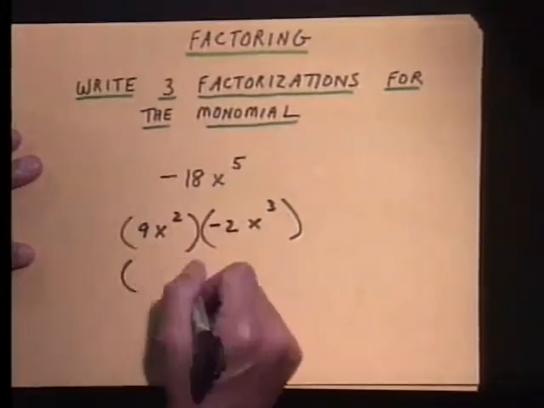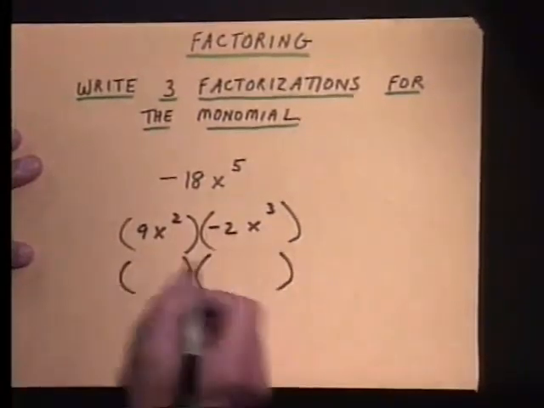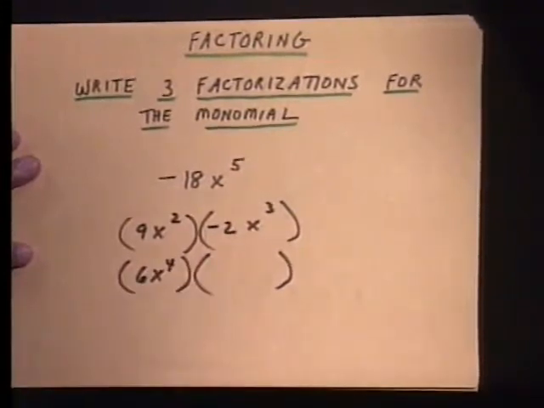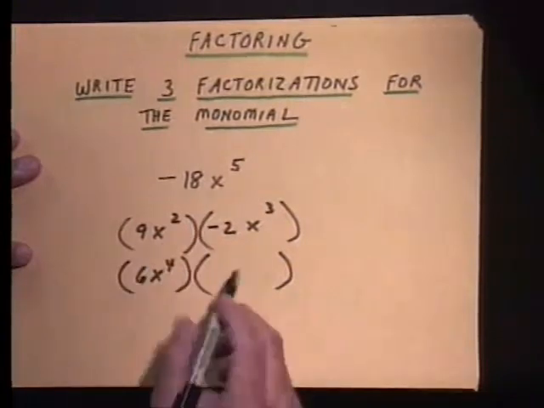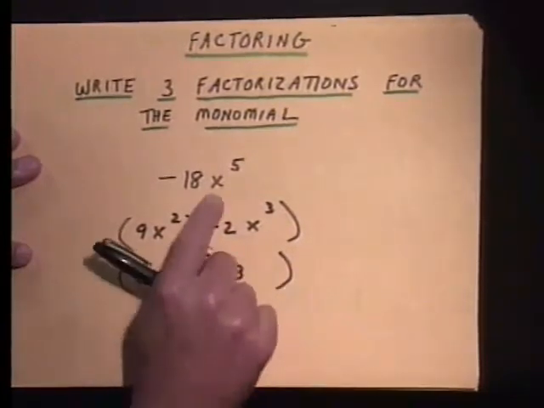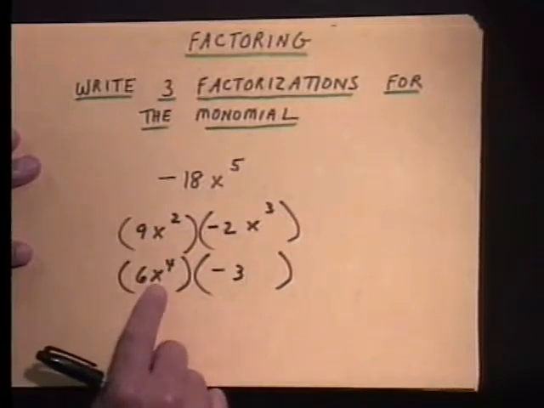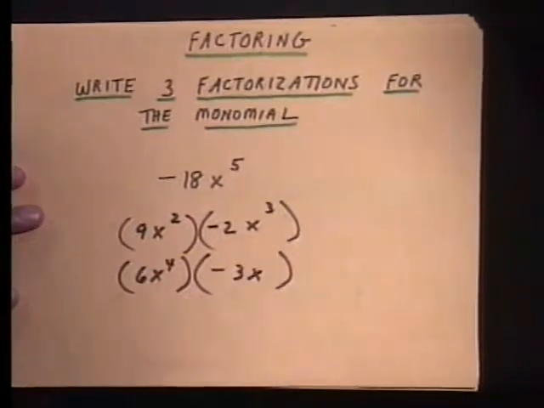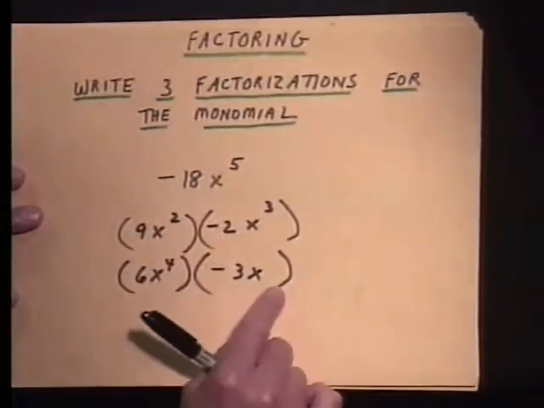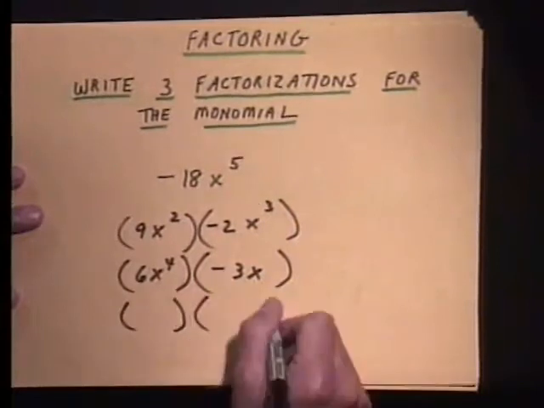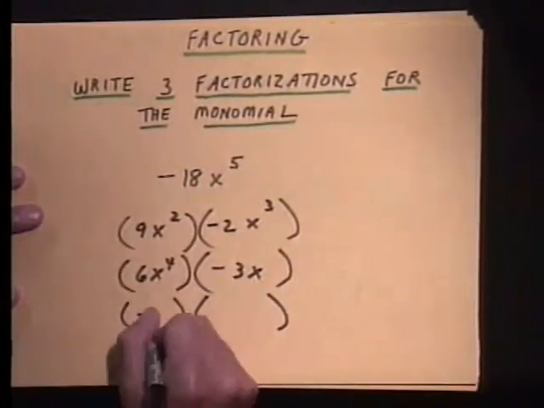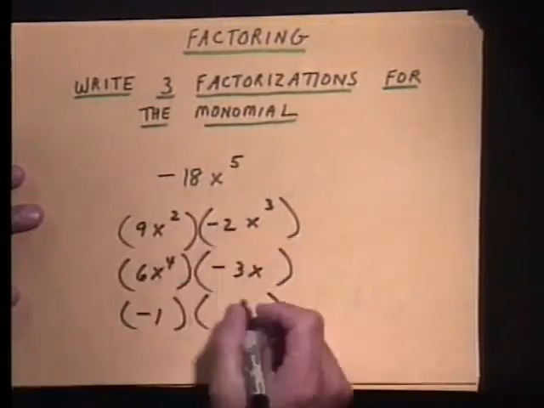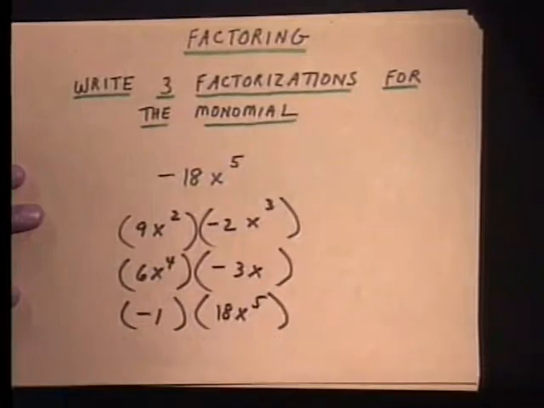All right, so what if I started out with some other numbers and variables here? What if I just said 6x to the fourth? What would you tell me? Well, to get to the negative 18, 6 times negative 3. To get 5 x's up here, how many x's are we short? One x. So we'll end up with 5 x's there. And one other one just for good measure. How about I get real lazy here and put negative 1 as a factor. Then to get the 18x to the fifth, we can write 18x to the fifth.